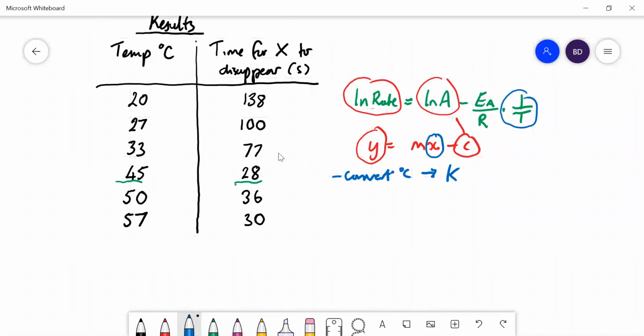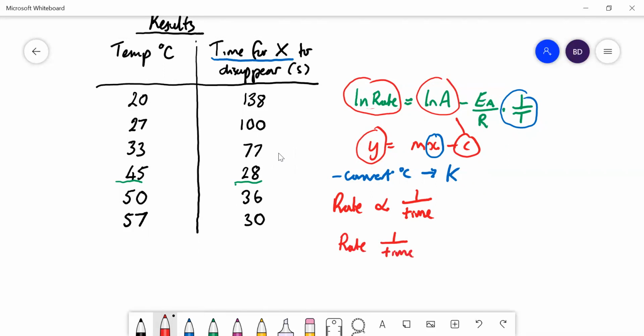The next thing we need to think about is the rate. Now, we haven't got a rate here. We've got the time taken for the cross to disappear. But we know that rate is proportional to 1 over the time taken. So we're just going to use rate as 1 divided by the time.